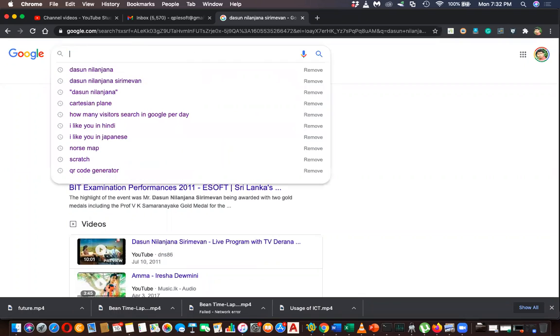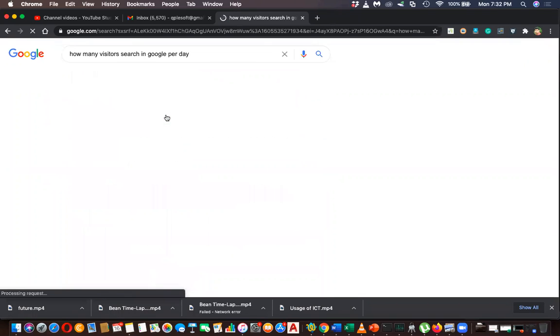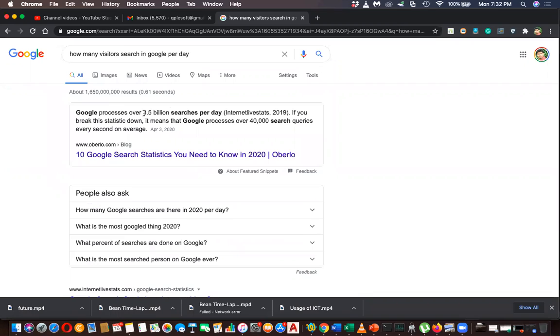You know how many people are searching Google? How many visitors each day Google will get? It is 3.5 billion. That's a very big number per day. Per second, it processes 40,000 search queries. That means 40,000 searches per second. For all these 40,000, it is going to give the answer.